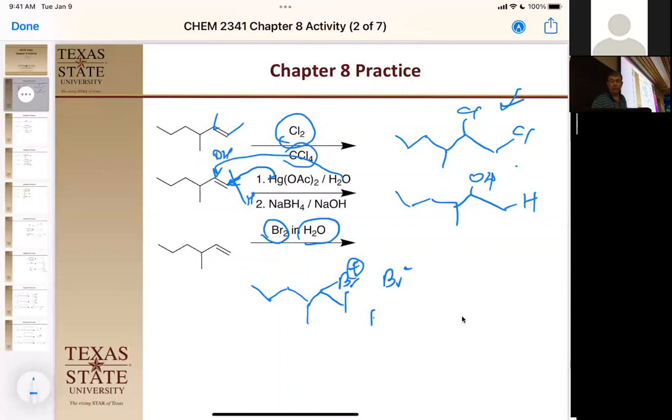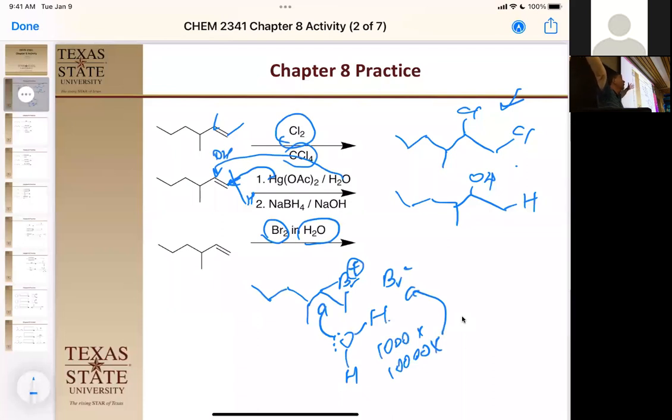But we have water, and water has two lone pairs on it, and it can act as the nucleophile, okay? And not only does it act as the nucleophile, it is also probably 1,000 or 10,000 times more abundant than the bromide ion. Because we've only made that one bromide ion, but we have the water, all the solvent around it.